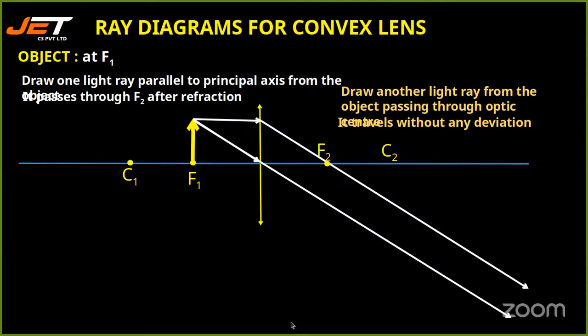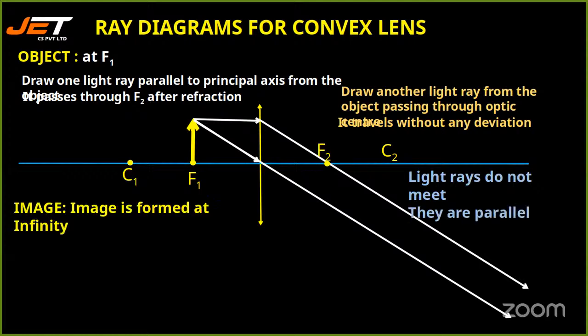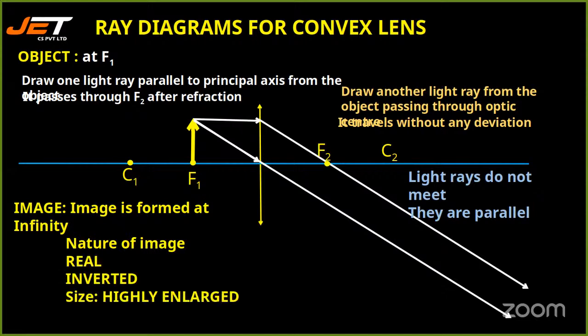No, it is not between F2 and C2, Kavita. See here, wherever the light rays are falling, in a way, they are going parallel, right? They are not meeting anywhere between F2 and C2. So it cannot be between F2 and C2, right? Yeah, very good, Harish. It will be at infinity. The light rays do not meet. So they are parallel, and the image is formed at infinity. What will be the nature of the image now? It will be real, it will be inverted, and it will be highly enlarged. Why? Because it is forming at infinity, the image will be highly enlarged.